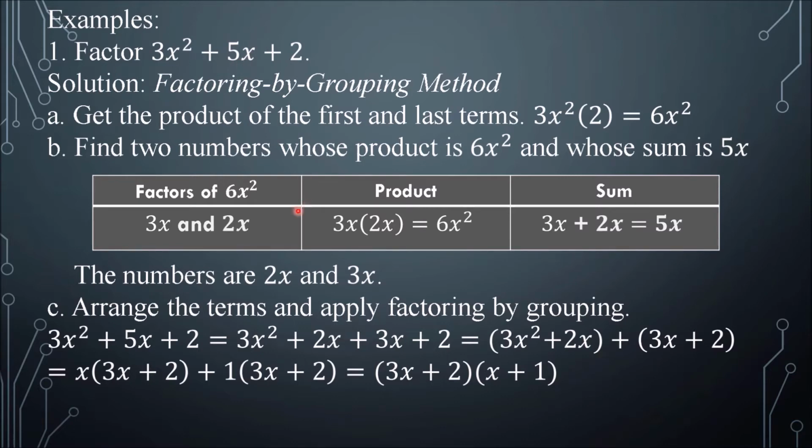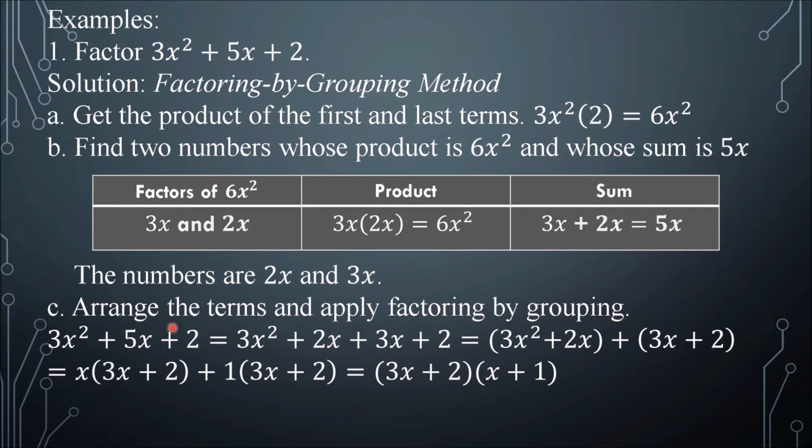Now, factors of 6x squared, we have 3x and 2x because the sum of those terms is 5x. So 3x times 2x, product is 6x squared. Therefore, the two terms are 2x and 3x. Now, we're not yet done. We need to arrange the terms and apply factoring by grouping.